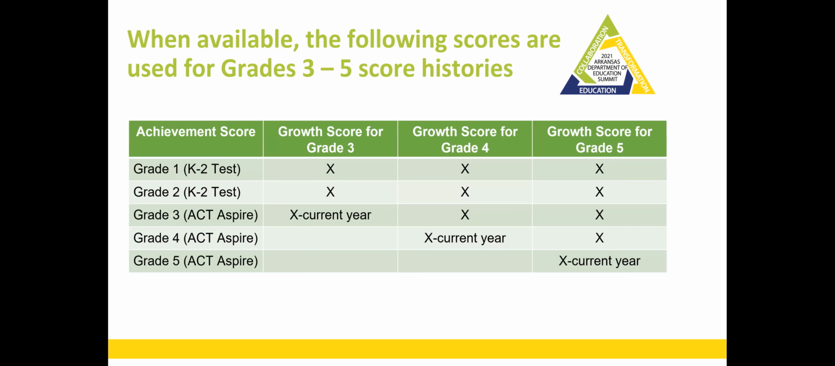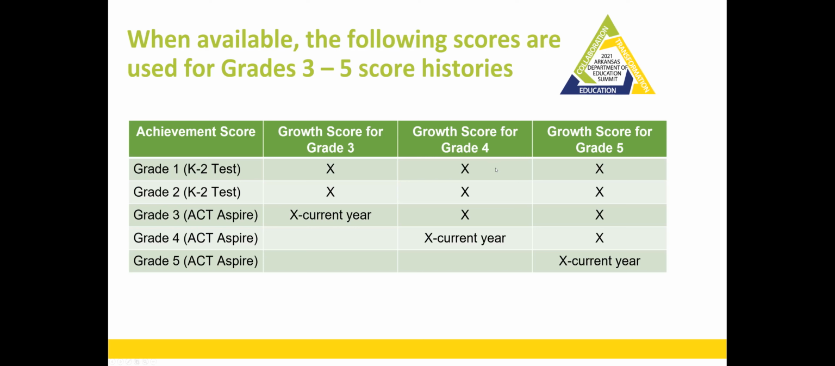What you're going to see in the coming slides: when available, the following scores are used for grades 3 through 5 score histories. If I'm a 3rd grade student, as in the second column, I'm going to have a current year Aspire score, but I'm going to have a score history from grades 1 and 2 from their K2 test. And I'm talking about their actual achievement score, not a growth score. For example, an NWEA RIT score. So that's what goes into the model. We transform it into a Z-score, and then we put it into the model.